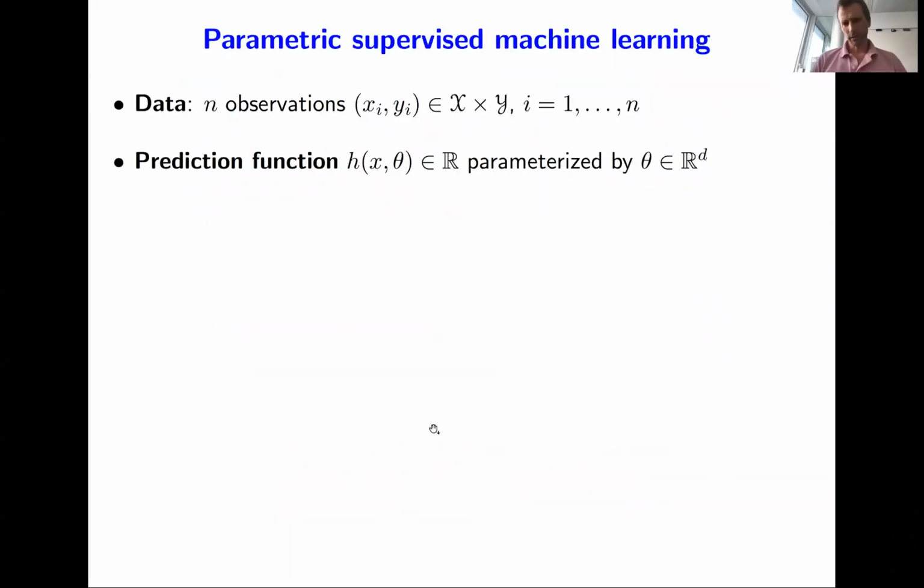We're going to consider classical supervised machine learning with observations xi, yi. You can think of xi as being an image, yi some label, and we have n of those. And we're going to learn some prediction function parameterized by theta. So it's h of x and theta. X is the input and theta is the parameter. And I'm going to take d as the number of parameters.